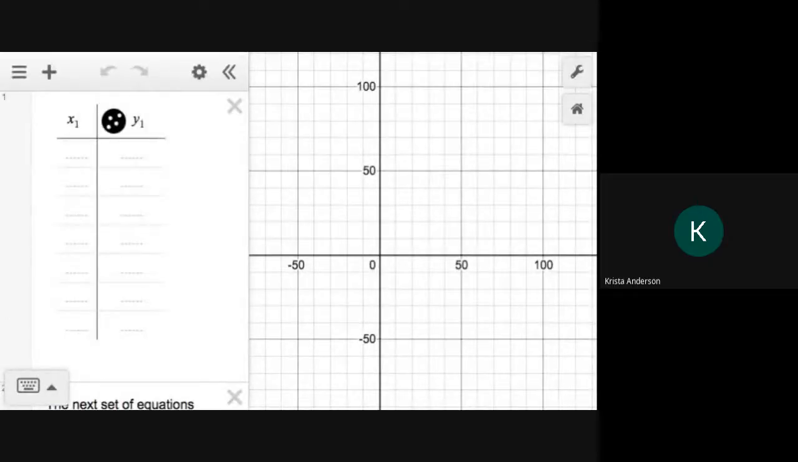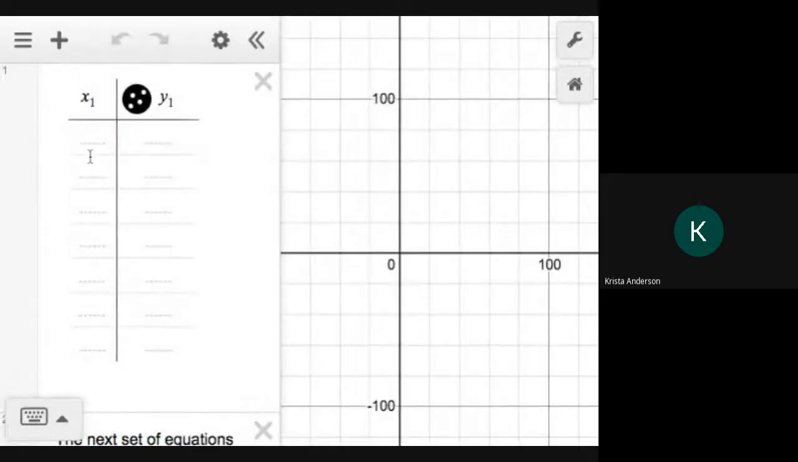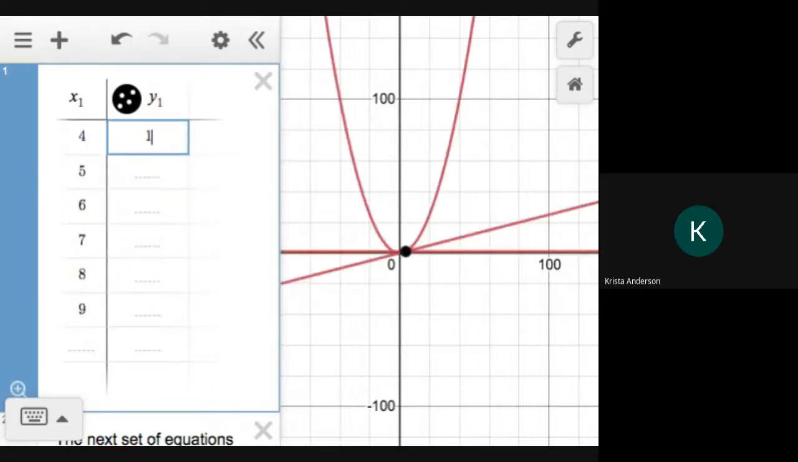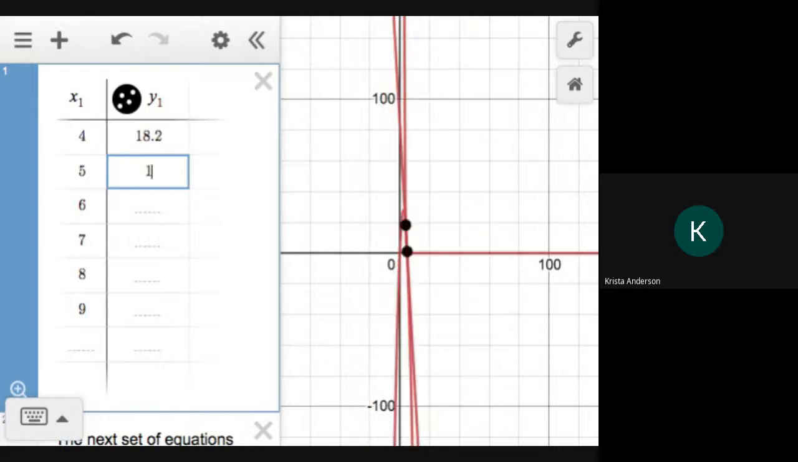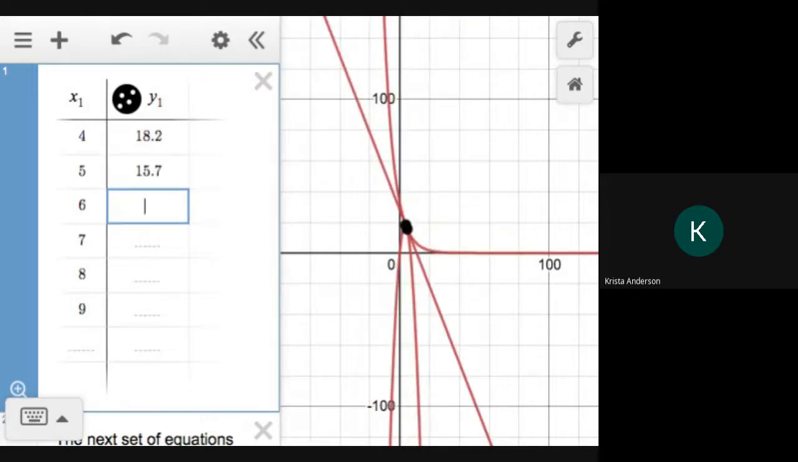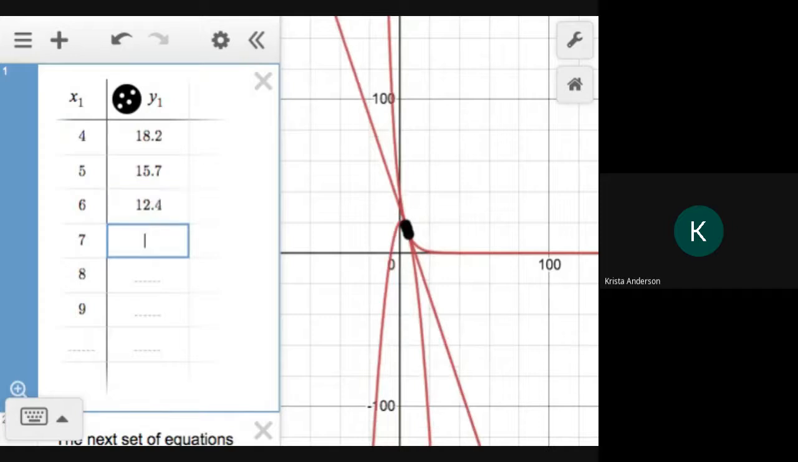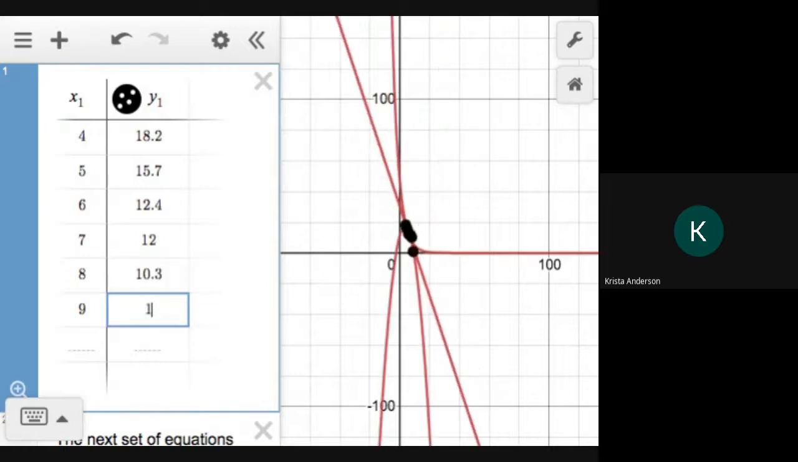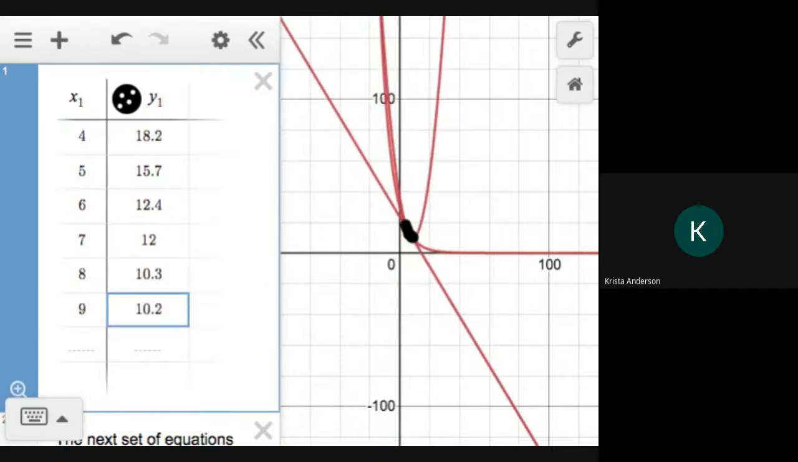Okay. I would use your computer if you can. So right here, I'm going to enter in 4, 5, 6, 7, 8, 9. Then I'm going to type in 18.2, 15.7, 12.4, 12, 10.3, 10.2. Now, all I did was enter the table, okay?